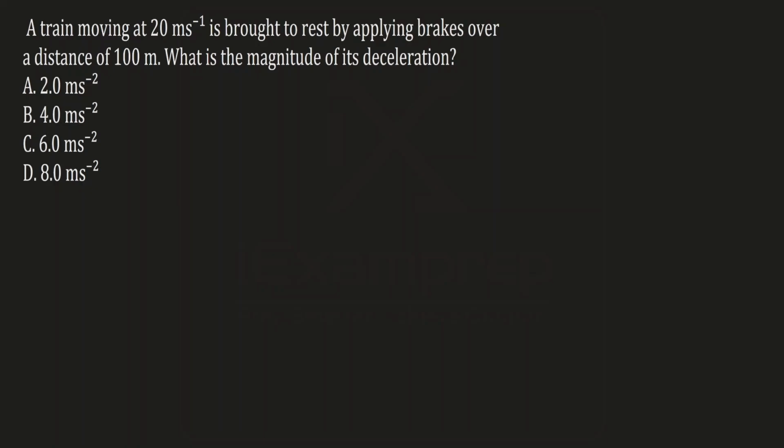So a car was traveling and it was brought to rest. It means that final velocity v is 0 meters per second. Initial velocity u is 20 meters per second. The braking distance, or the distance traveled before coming to rest, is 100 meters. So what we are looking for is the deceleration.